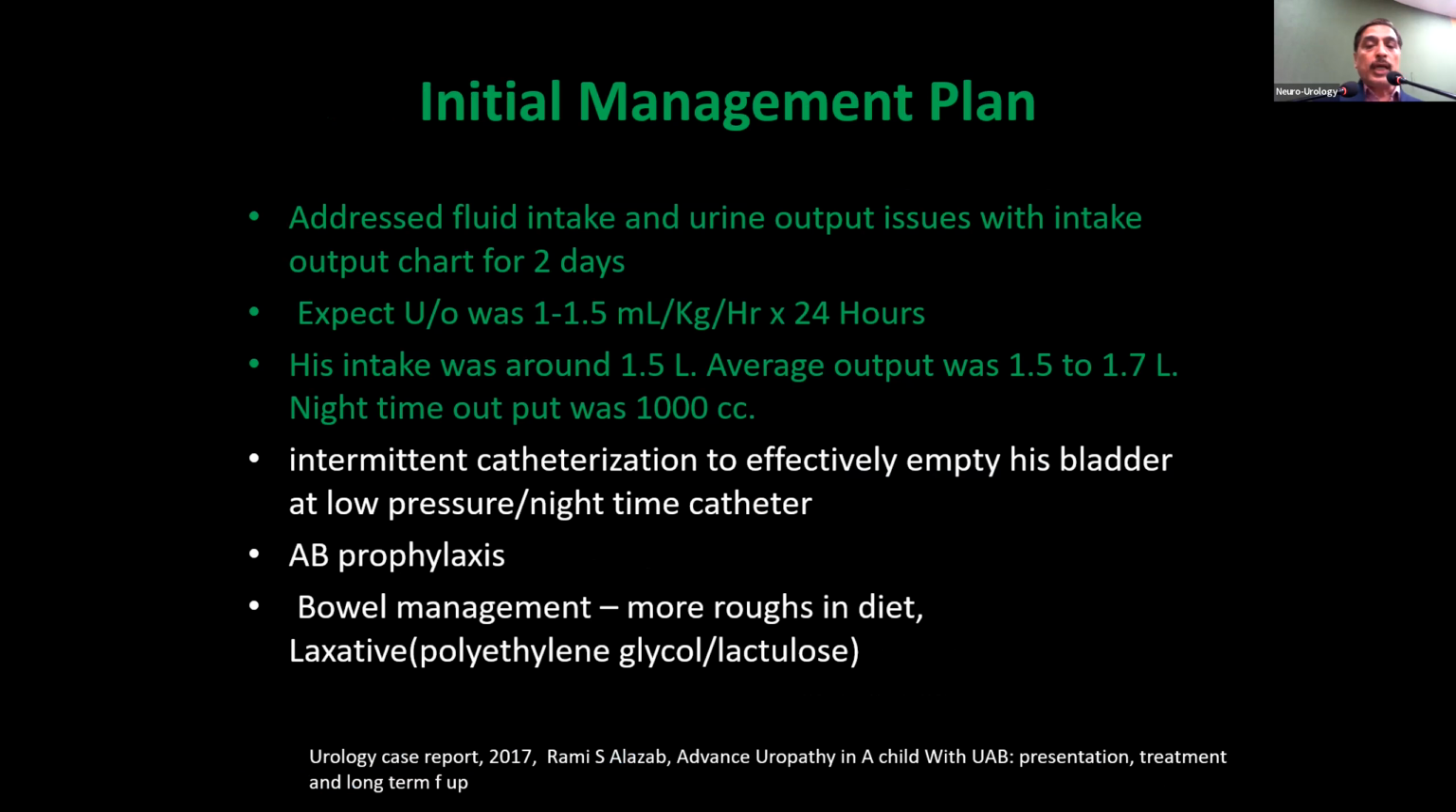Urine output as well as the fluid intake chart was maintained. Expected urine output was 1 to 1.5 ml per kg. He was hardly 18 kg. His intake was around 1.5 liters. Average output was 1.5 to 1.7 liters. Now out of that, he was passing 1 liter in the night.